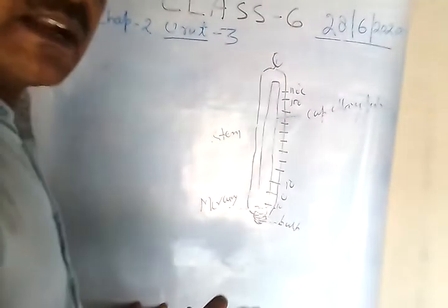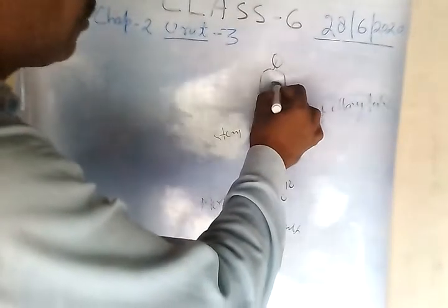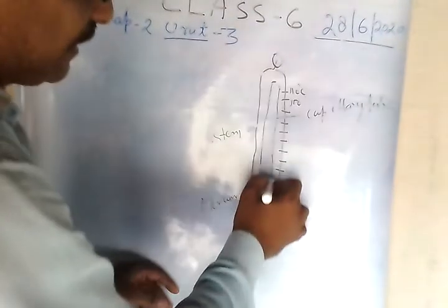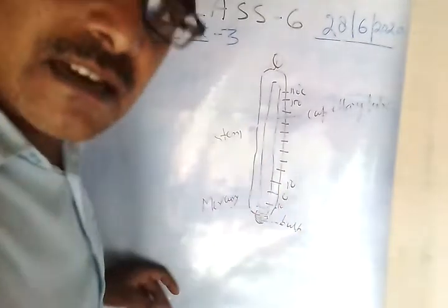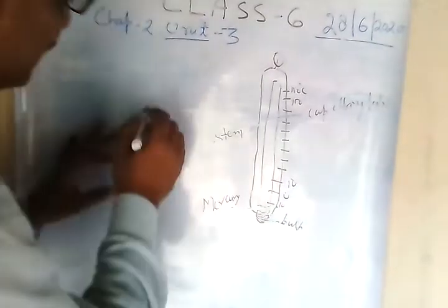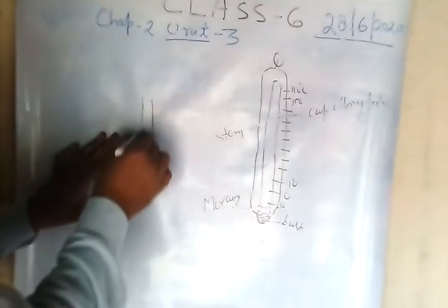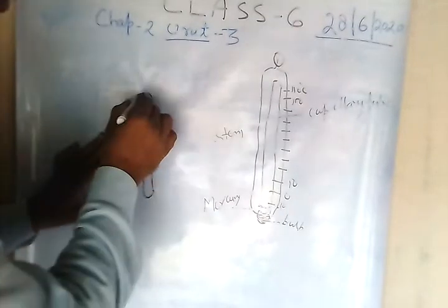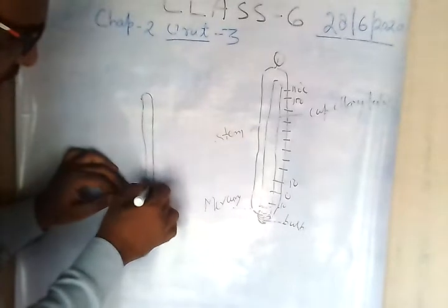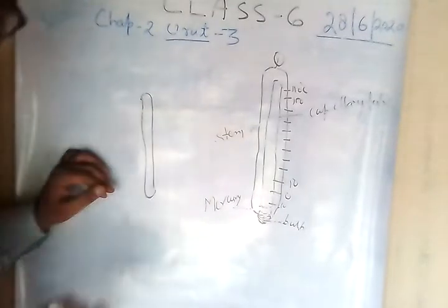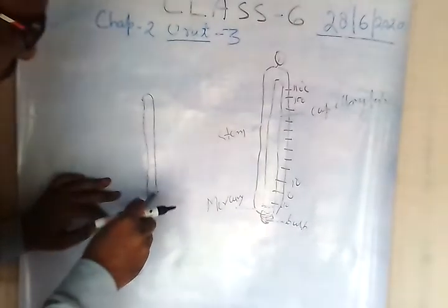In this thermometer, mercury is used, and there is a glass capillary tube. What is the construction of a thermometer? For constructing a thermometer, we take a glass tube. This is called the capillary glass tube. In this capillary glass tube, we fill the mercury.